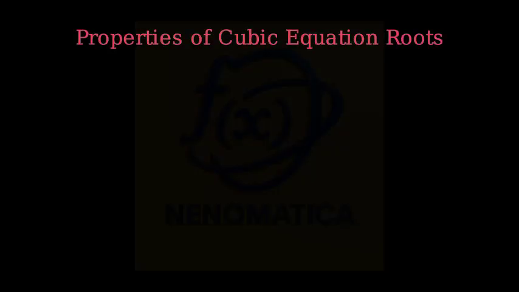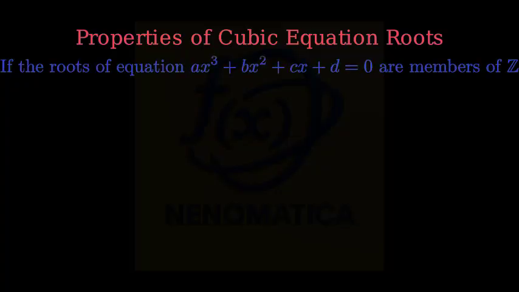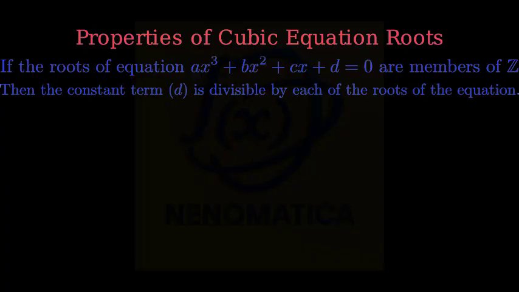Today, we will explore an interesting property related to the roots of a cubic equation. Let's begin with the proposition. If the roots of the equation ax cubed plus bx squared plus cx plus d equals 0 are members of Z, the set of integers, then the constant term d is divisible by each of the roots of the equation. Note that we are assuming a equals 1.